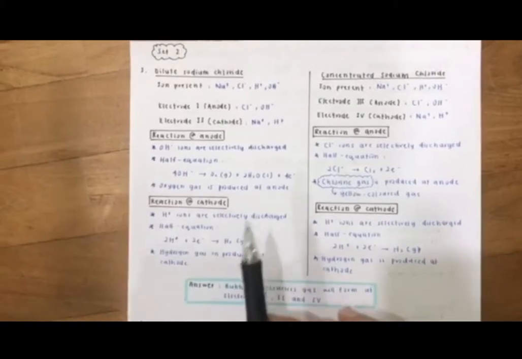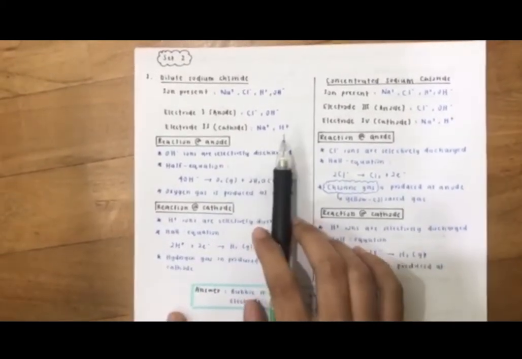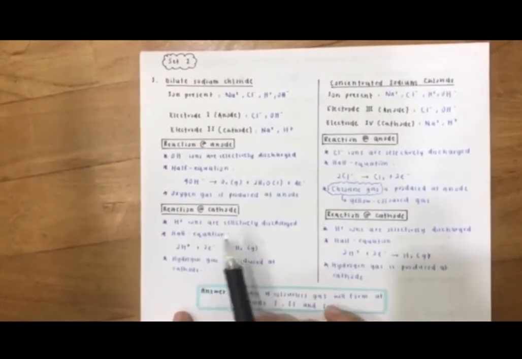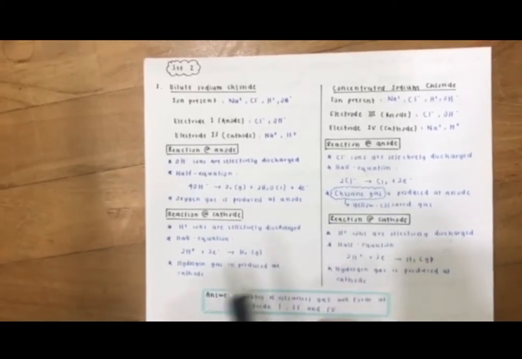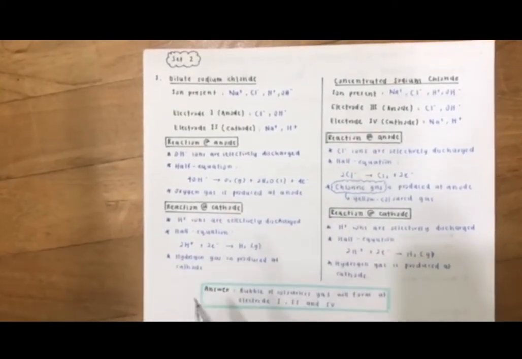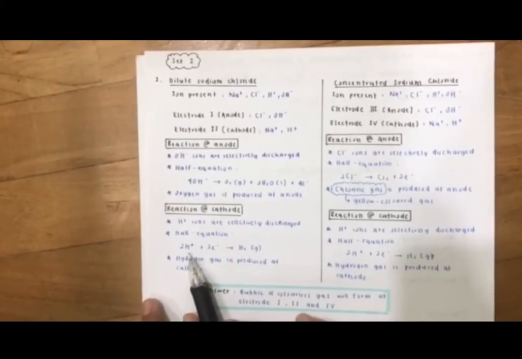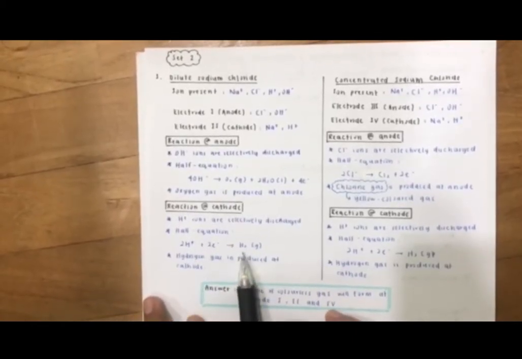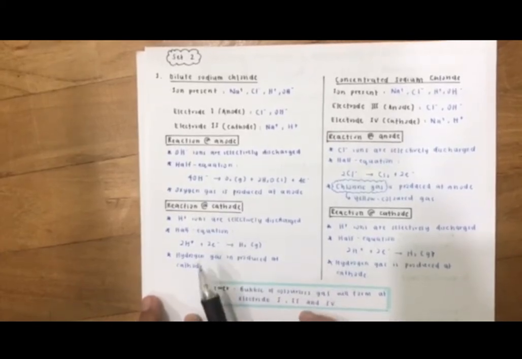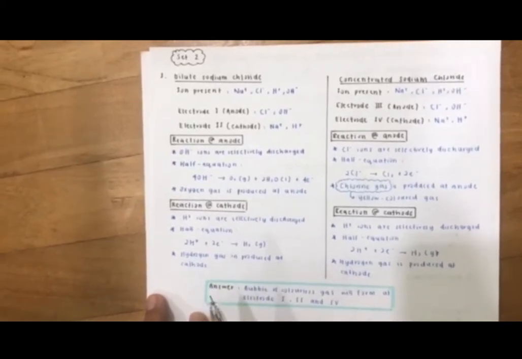So at the cathode, we have Na+ and H+. H+ ions are selectively discharged because the position is lower than Na+. So the half equation is hydrogen ions will produce hydrogen in the form of gas. So hydrogen gas is produced at the cathode.